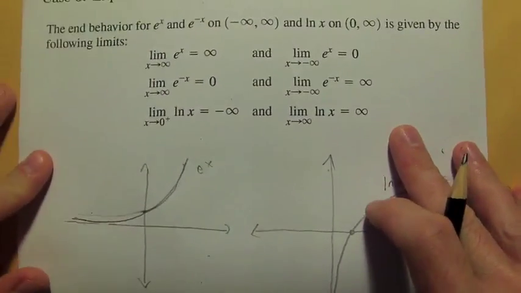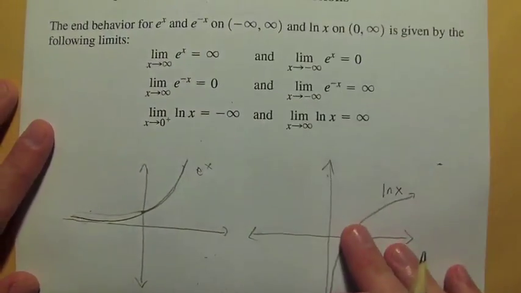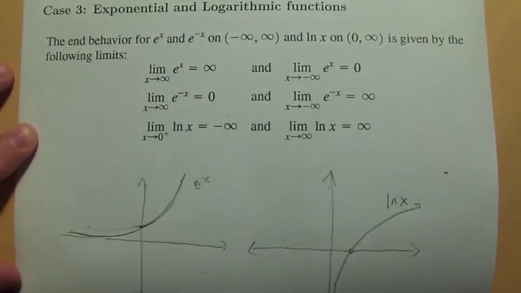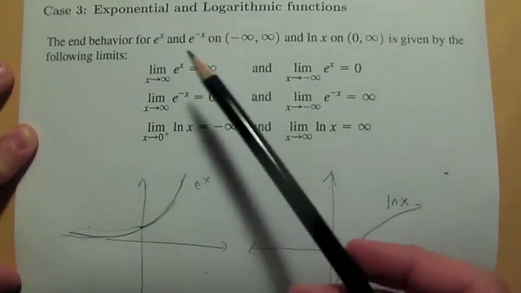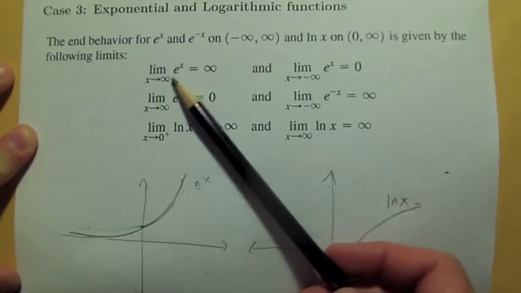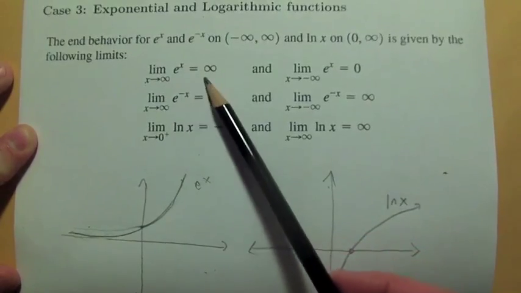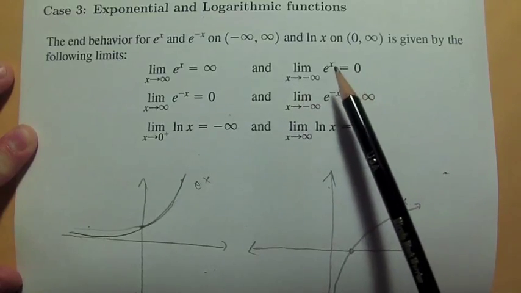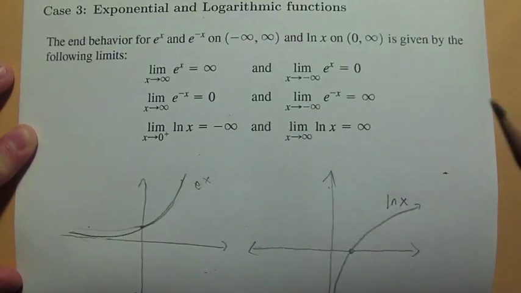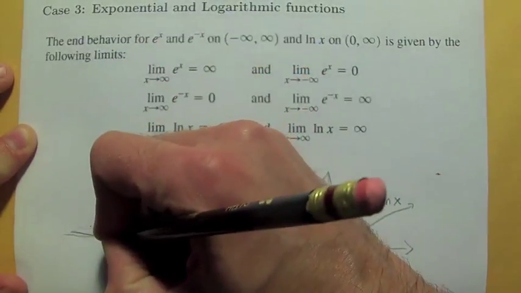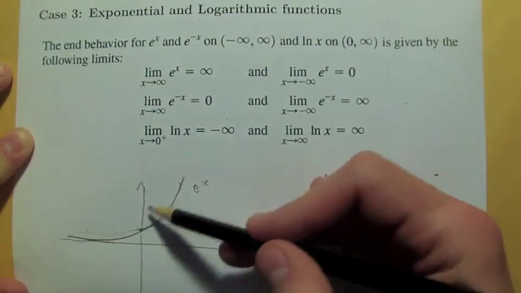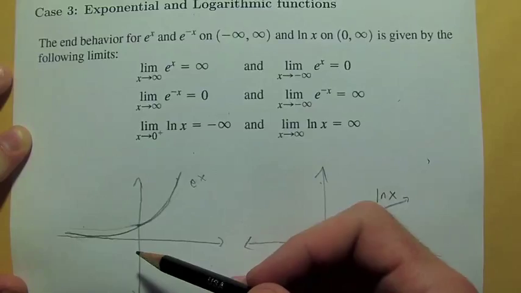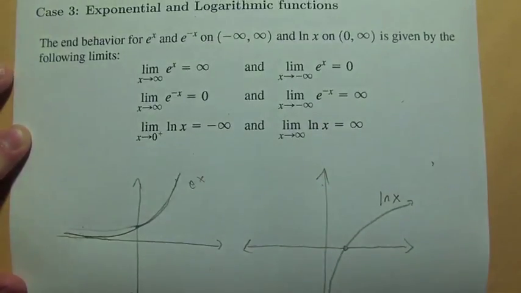The next thing to talk about real quick is end behavior for e to the x and the natural log of x. Basically, the limit as x goes to infinity of e to the x is infinity, and the limit as x goes to negative infinity of e to the x is 0. If you remember what e to the x looks like, here it is. It's got a horizontal asymptote on the left, and it shoots up to infinity on the right.